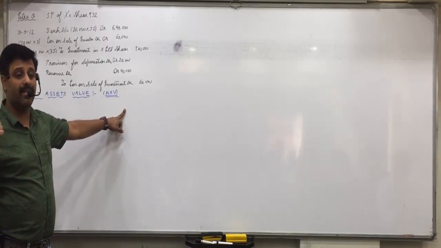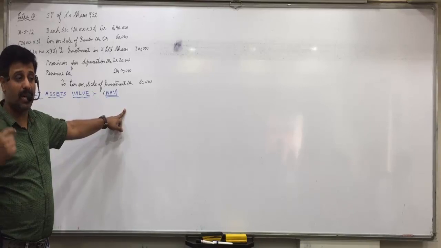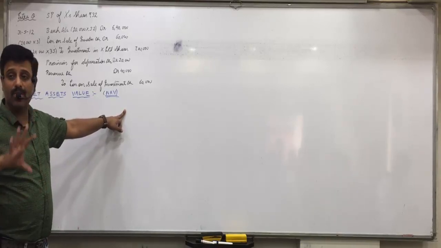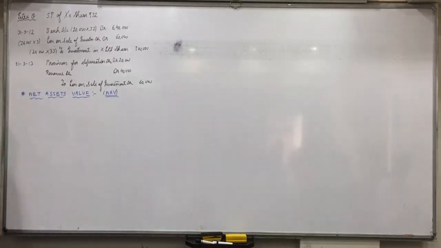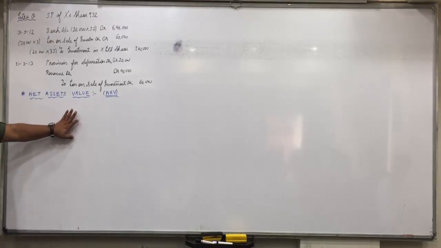So if yesterday the NAV was 220 rupees, today it is 222 rupees, it means your mutual fund's appreciation has taken place by 2 rupees. And if you have 1000 units of the mutual fund, then the appreciation is 2000 for that one day. And every day such NAV is being calculated. Is everyone clear with it?